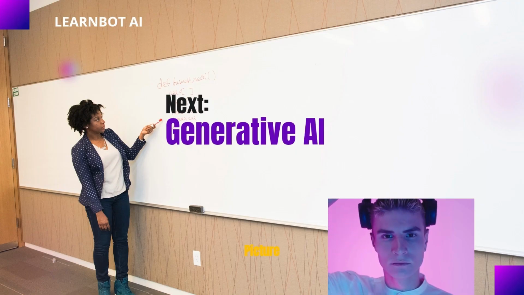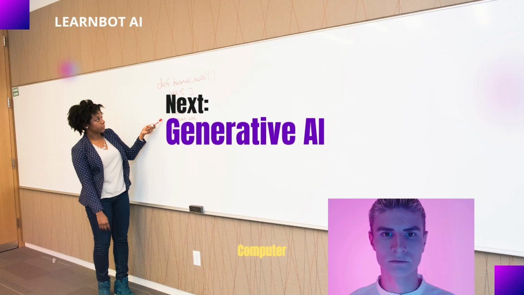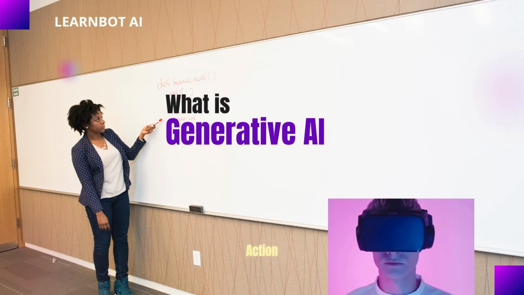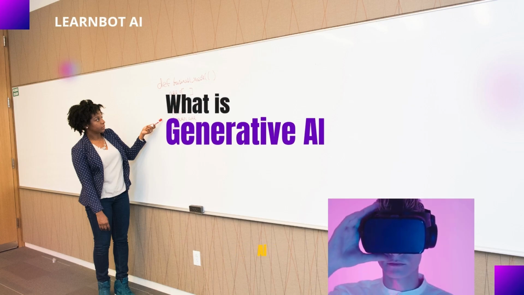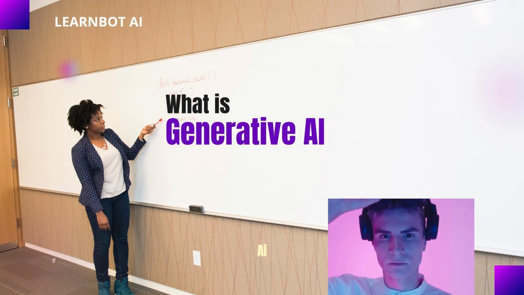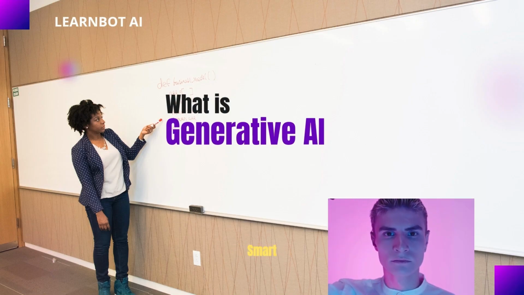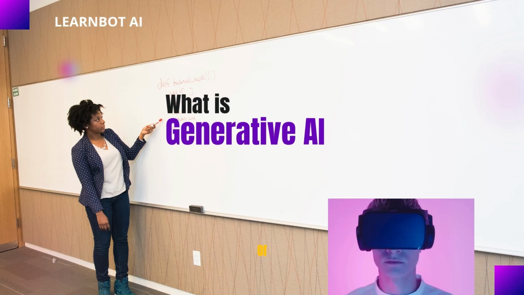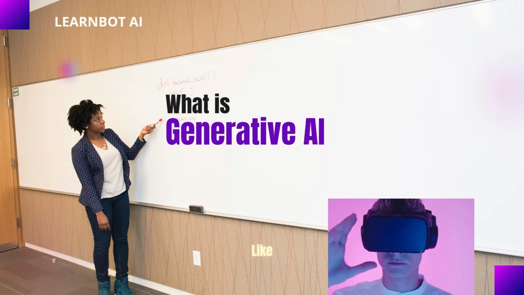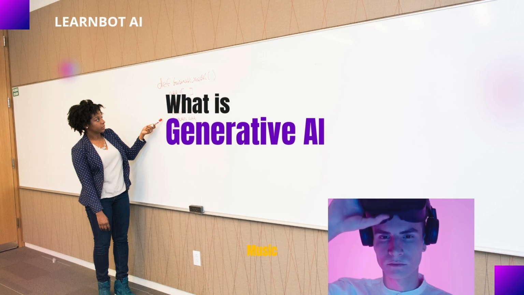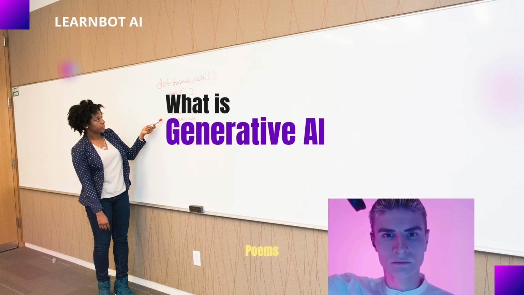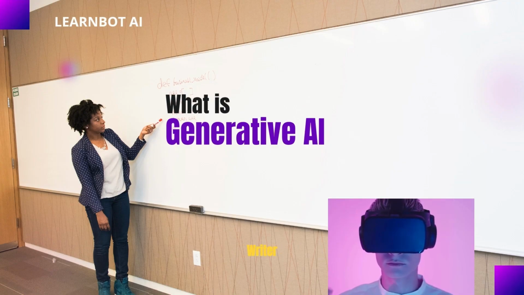Have you ever seen a picture online and thought, this looks like a human made it, but it was actually made by a computer? That's generative AI in action. What is generative AI? Generative means to create something. AI means artificial intelligence, smart computers that can learn from data. So, generative AI is a kind of smart technology that creates new things, like pictures, music, videos, even stories or poems. It doesn't just repeat what it has seen. It uses what it has learned to make something new, like a creative artist or writer.